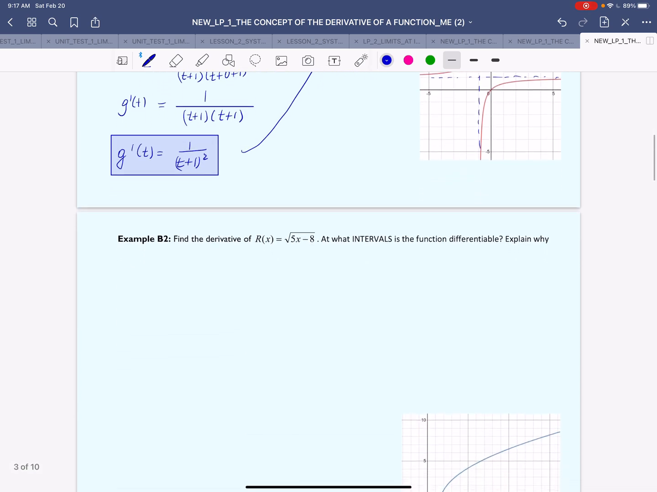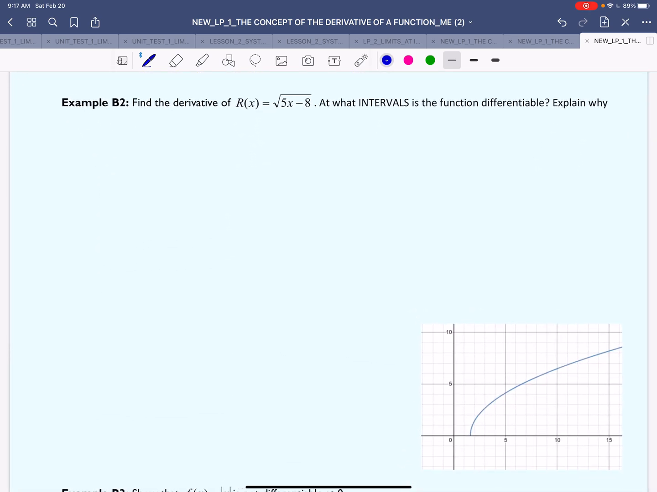Now we're going to look at the second example. In the second example, we have a radical function. And what we want to do here is find the derivative and find the intervals where it's non-differentiable and explain why. So we're going to start with r prime x, which is the limit as h approaches 0, first principles formula, right? Doesn't matter what kind of equation or what kind of function we are working with, the first principles formula will always be there for us to help find the derivative. So r of x plus h minus r of x over h.